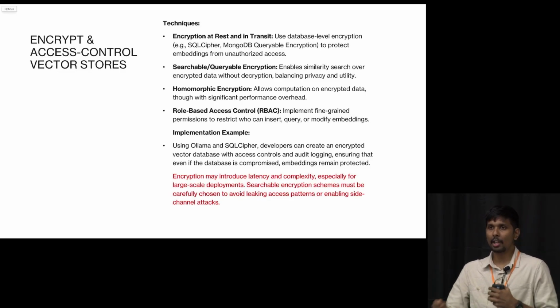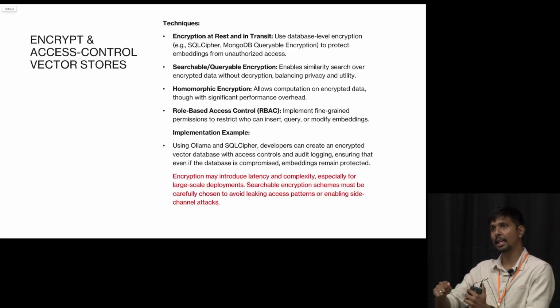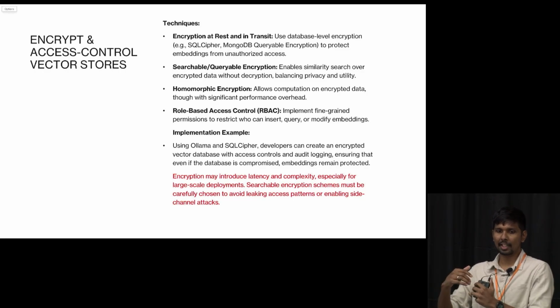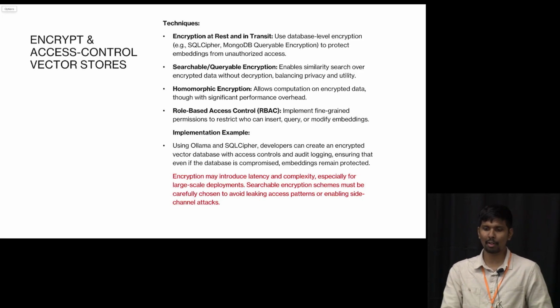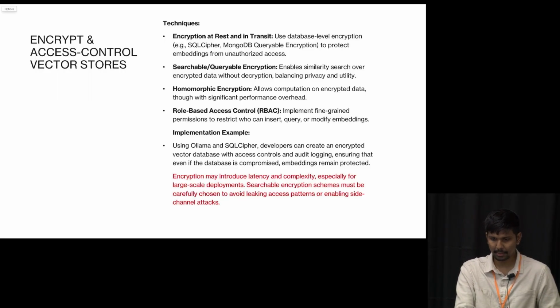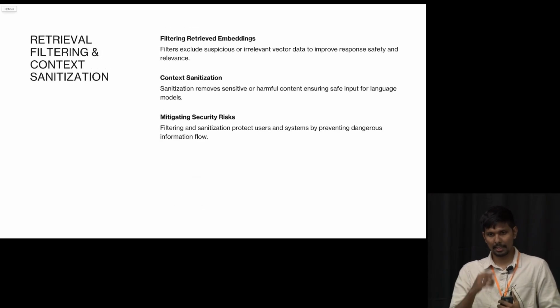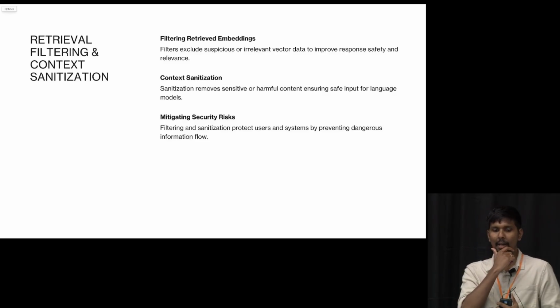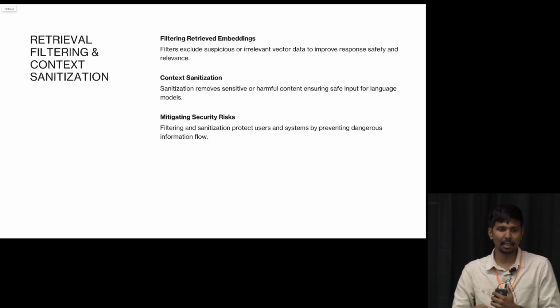Homomorphic encryption, when we are doing embedding conversion. Homomorphic encryption allows us to compute on encrypted data, so it gives us a way to create embeddings with encrypted data. Role-based access controls for inserting, querying, modification, and things like that. And it should also be common that we sanitize the retrieval from embeddings and on ingestion as well.